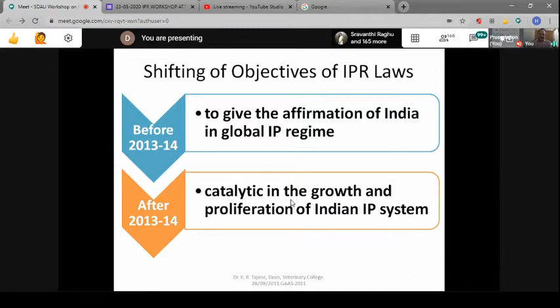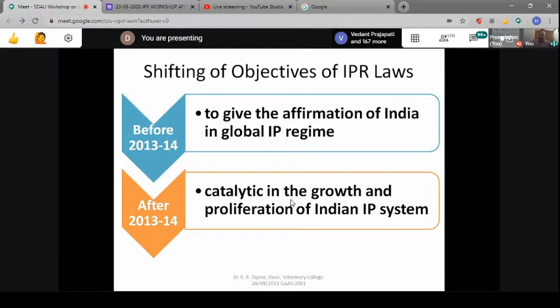That is because we have entered the era of the WTO, the era of trade. To comply with all this, the changes were made just before 2013 and 14, to affirm our commitment of India towards the global IP changes, the global intellectual property regime management changes.